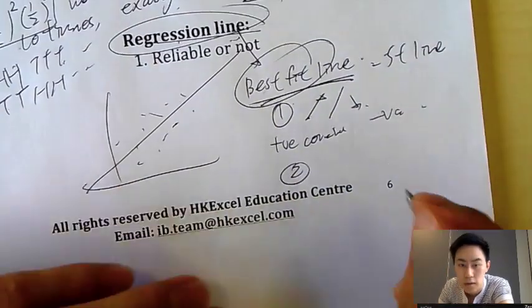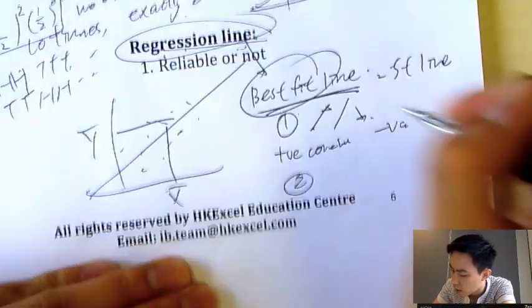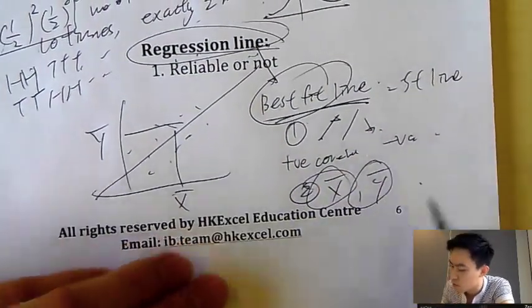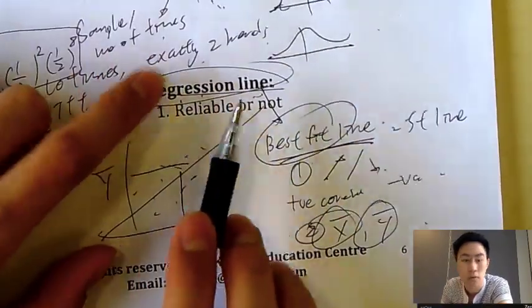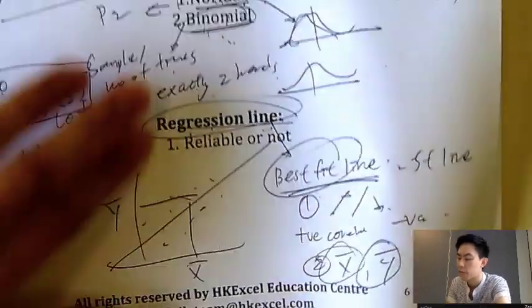And the second thing you need to know is that the regression line must pass through the x mean and y mean. The x mean and y mean. This is very, very important. If you want to see more question types, you can go through my regression line video as well. So I've reviewed all the IB question types for you. Next page, topic 6.